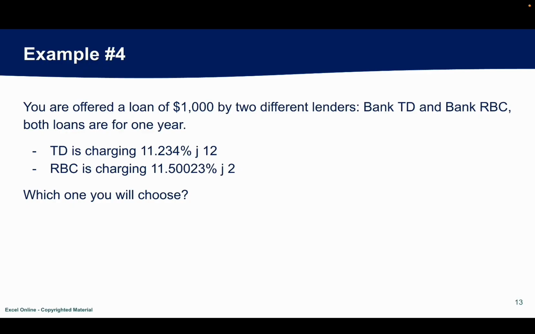Now, if the question was asking us to compare the same rate with different compounding periods, the larger the compounding periods, the more you would owe. So we would go for the rate with fewer compounding periods. Or, if the question was asking us to compare different rates with the same compounding periods, we would go for the one with the lower rate. But in this question, it is asking us to compare different rates with different compounding periods.